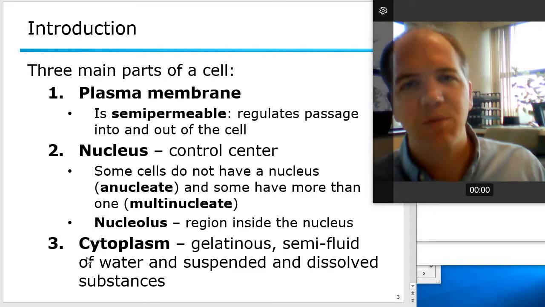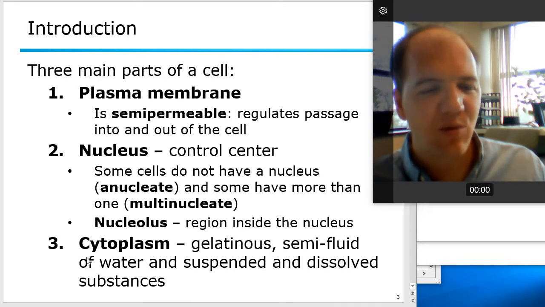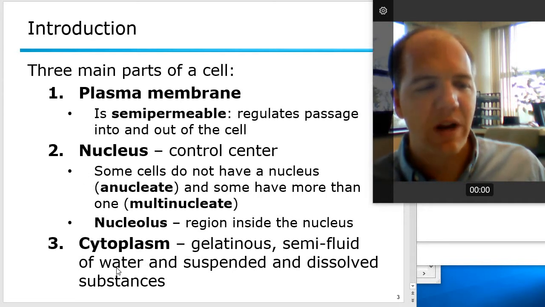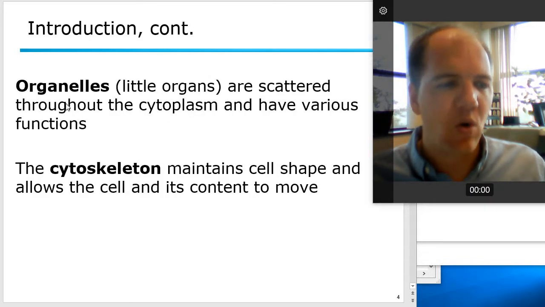And then finally we have the cytoplasm. The cytoplasm is everything else in the cell. It's kind of this liquidy, gelatinous type of material inside the plasma membrane. So the nucleus is floating around in the cytoplasm. So you have the plasma membrane around, the cell is full of cytoplasm, and within that cytoplasm you have these different things called organelles, the nucleus being one of them.